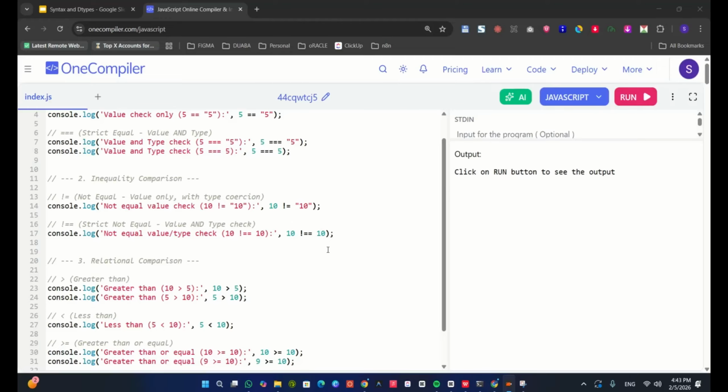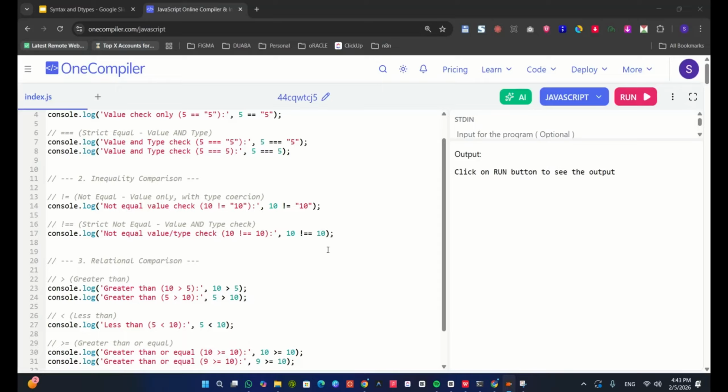On line 17, we are using the strict not equal. This is the opposite of what the strict equal does. The only difference is that it is going to flip the result. So if it's true, it is going to be false, and if it's false, it's going to be true.